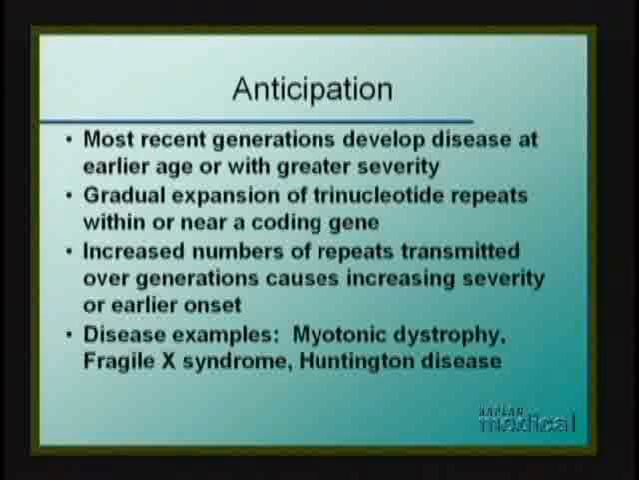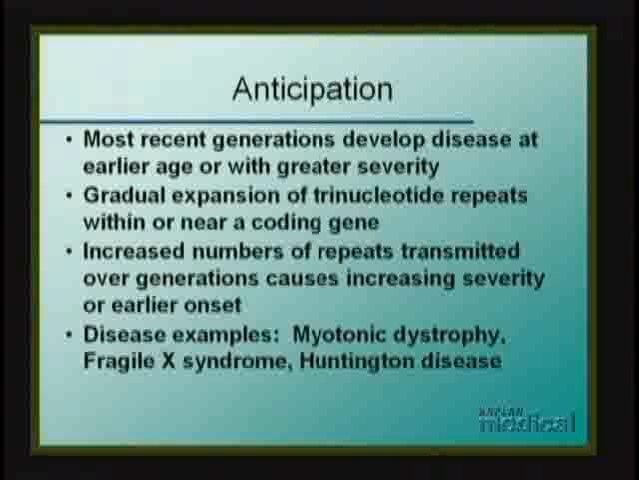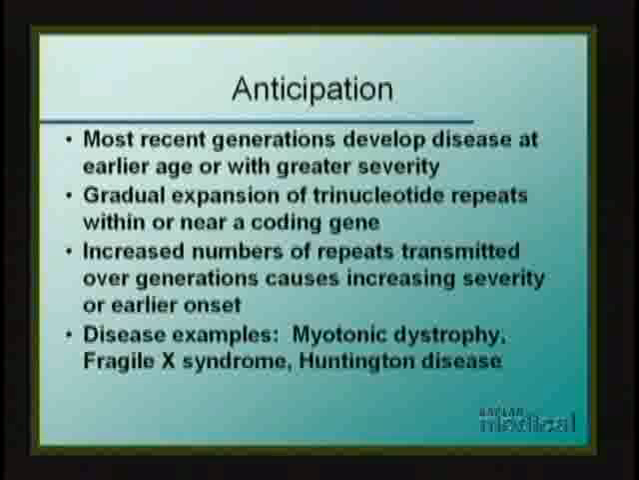That phenomenon is known as anticipation. Essentially what is happening is that the mutation in these families is getting worse and worse as it moves down through the generations in a family. And now we know that anticipation is caused by trinucleotide repeat expansions.